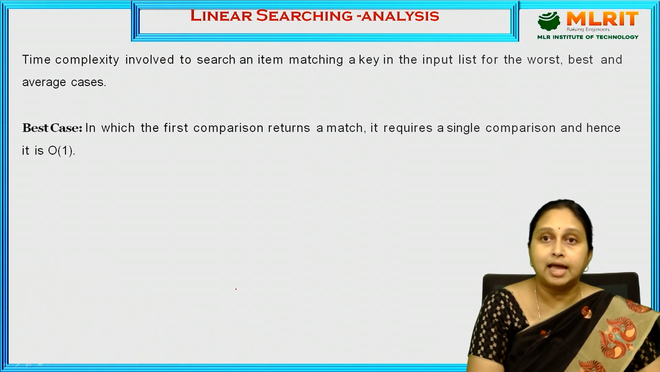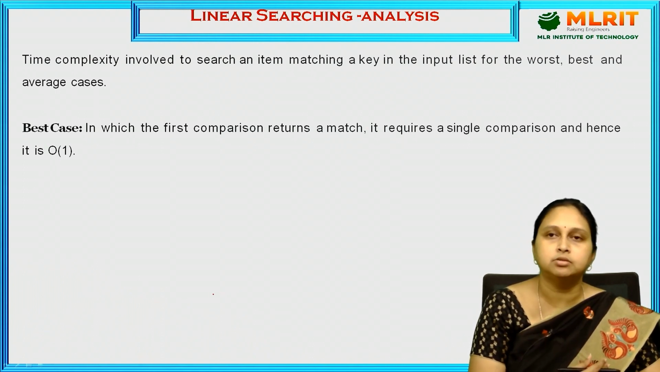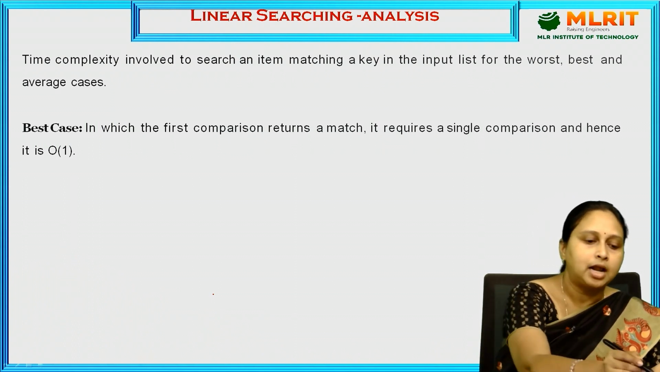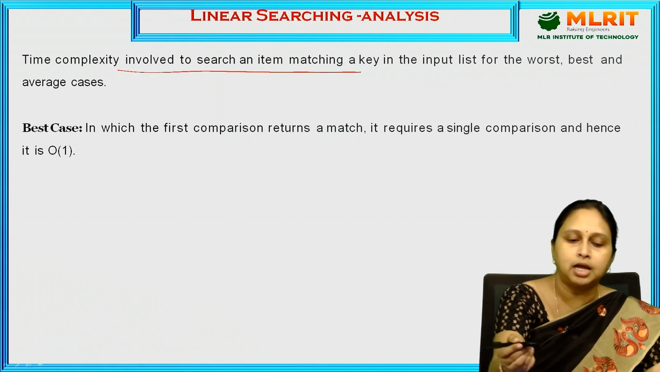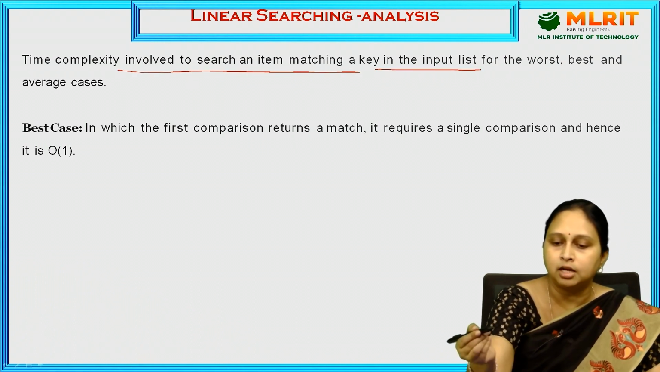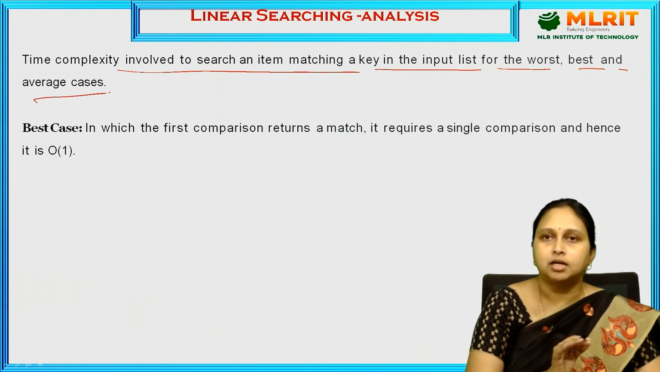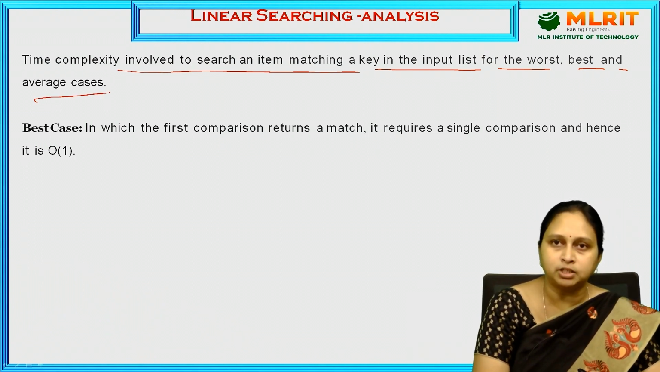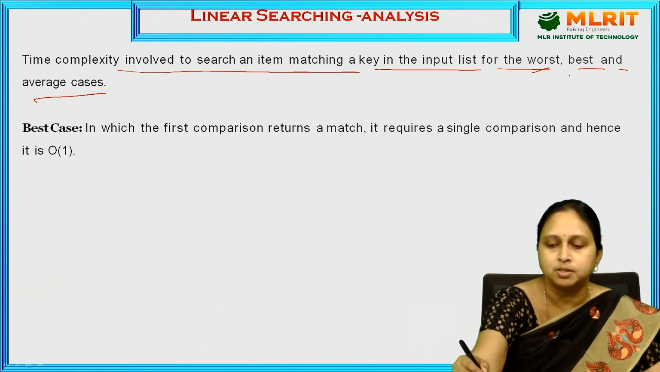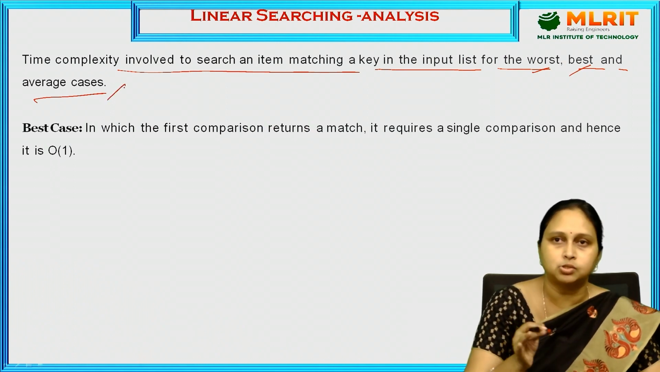Now let us see the analysis. The analysis is nothing but how much time it takes to search a particular element in the list using linear search. The time complexity involved to search an element matching a key in the input list is measured based on the worst case, best case and average case. Three cases are there.